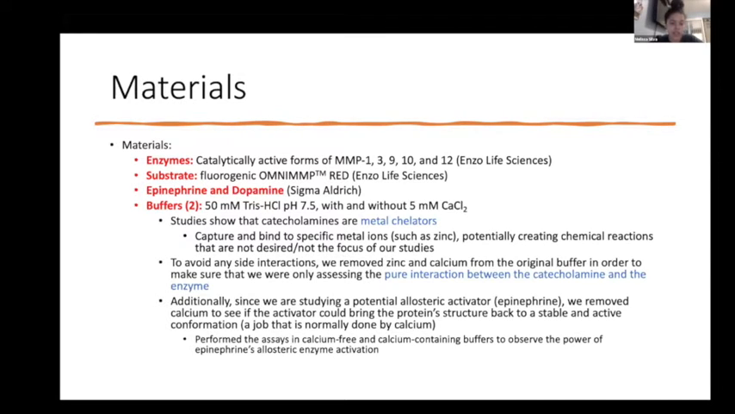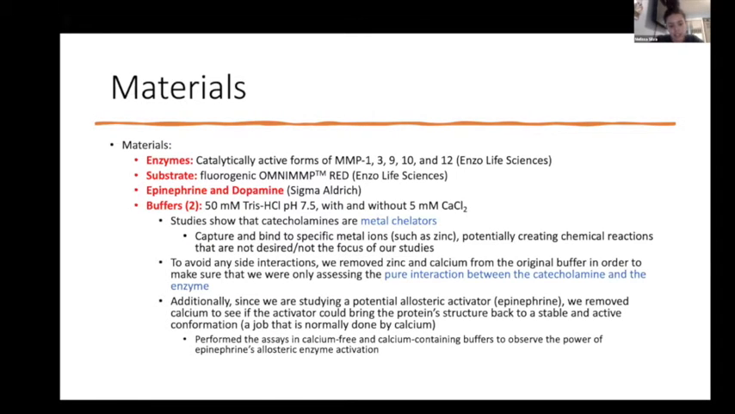The reason we used two buffers was because the study showed that catecholamines are metal chelators, which can capture and bind specific metal ions such as zinc, potentially creating chemical reactions that are not desired or not the focus of our studies. So to avoid any side interactions, we removed zinc and calcium from the original buffer in order to make sure that we were only assessing the pure interactions between the catecholamine and the enzyme.